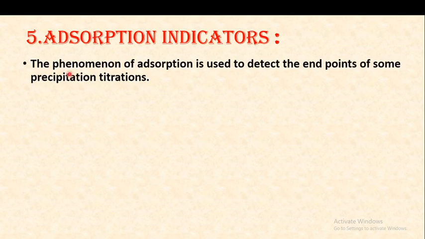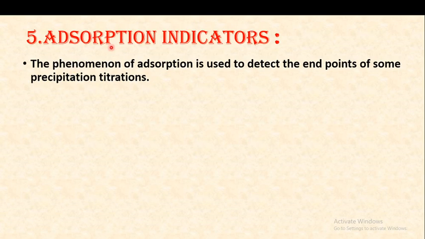The phenomenon of adsorption is used to detect the end point of some precipitation titrations. You may have performed titration experiments. In those experiments, what do we use? The different indicators. What is the role of an indicator? The indicator changes color. Generally, we use the phenolphthalein indicator for the acid-base titration.